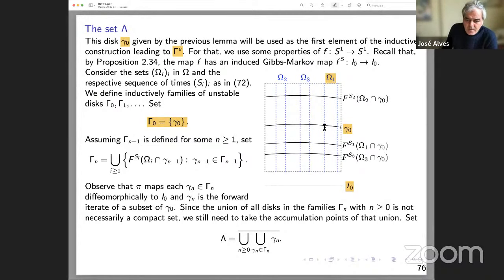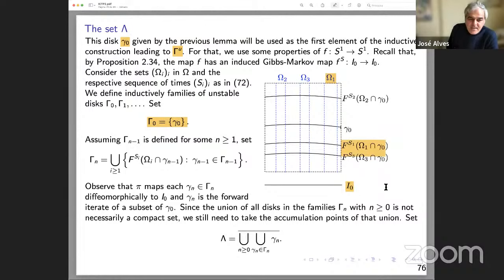And I know that down, the corresponding part associated to omega 1, I have a time, S1, which is the return time. So the corresponding dynamics down sends the little omega 1 to the whole I0. So it means above that the corresponding part here intersecting Gamma 0 in S1 iterates comes to a disk that projects down to I0, okay? And so this will be another element in the family of unstable disks.